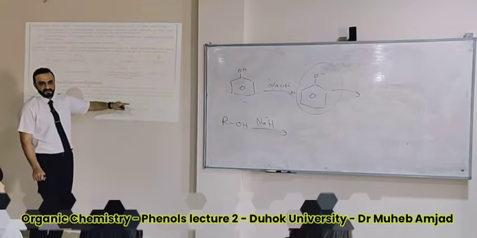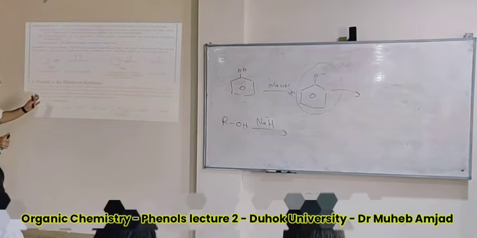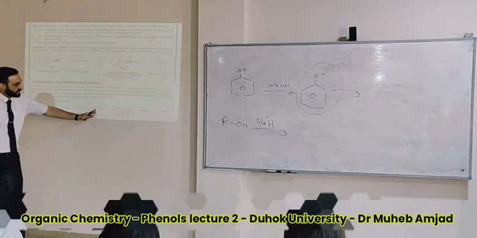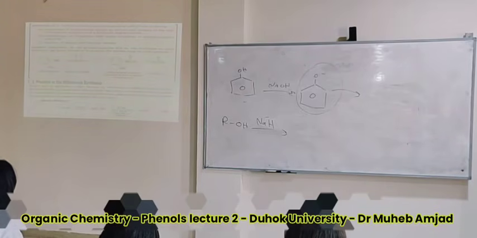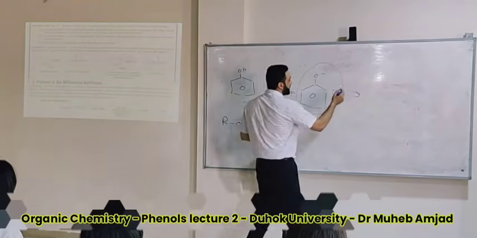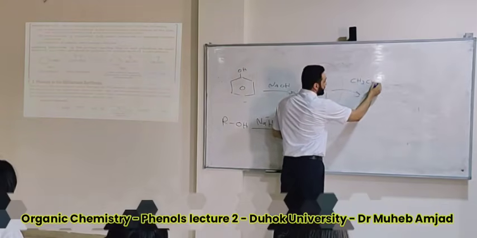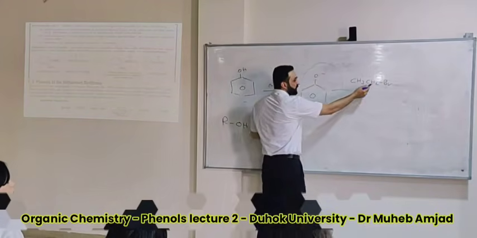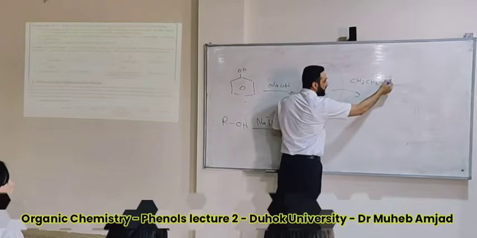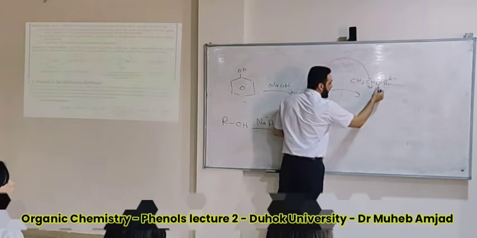Sodium hydride. So in Williamson synthesis, we use a phenoxide anion, and the phenoxide anion enters the second step, the reaction with alkyl halide, to give you ether. So if I have, for example, CH3CH2Br, this is the nucleophile. Where is the electrophile here? This carbon, partially positive. That means the nucleophile attacks this carbon and the bromide is the leaving group.